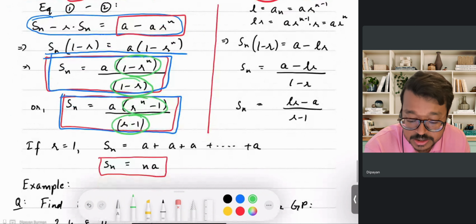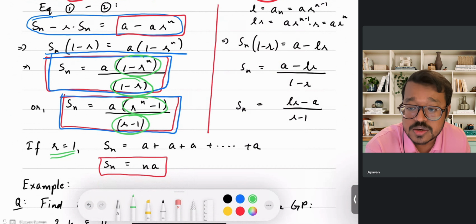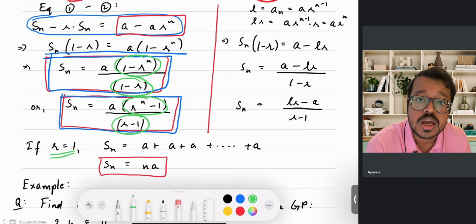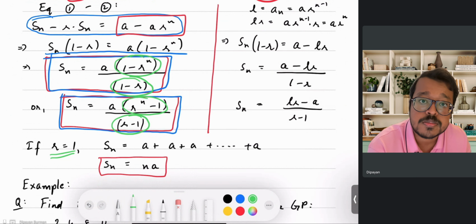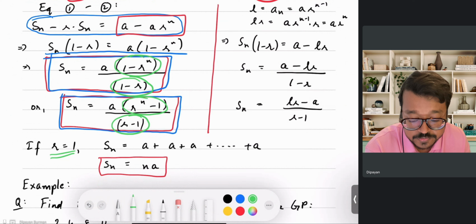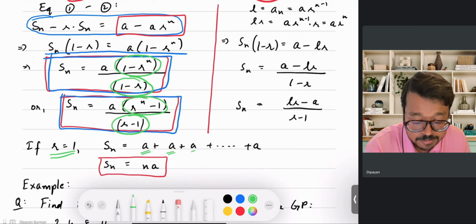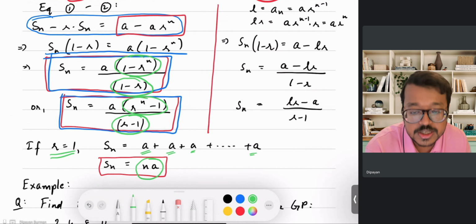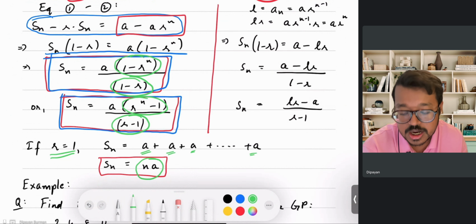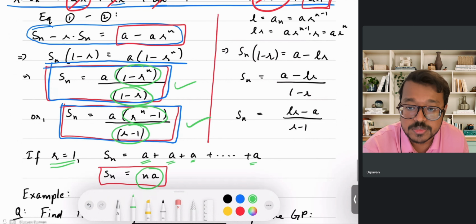Now in this special case where r equals 1, I cannot apply any one of the previous formulas, because then I will get 1 minus r, 1 minus 1 as 0. I cannot do a division with 0, so that formula is not applicable. But if you think logically, if r equals 1, then all the terms in the GP are the same. So the first term, if it is a, then all the terms are the same as a. So we will have the sum of a plus a plus a plus a, and in total we have n terms. So the sum will be n times a, or na. That is when r equals 1. But if r is not 1, any other value, I can use any one of these formulas.